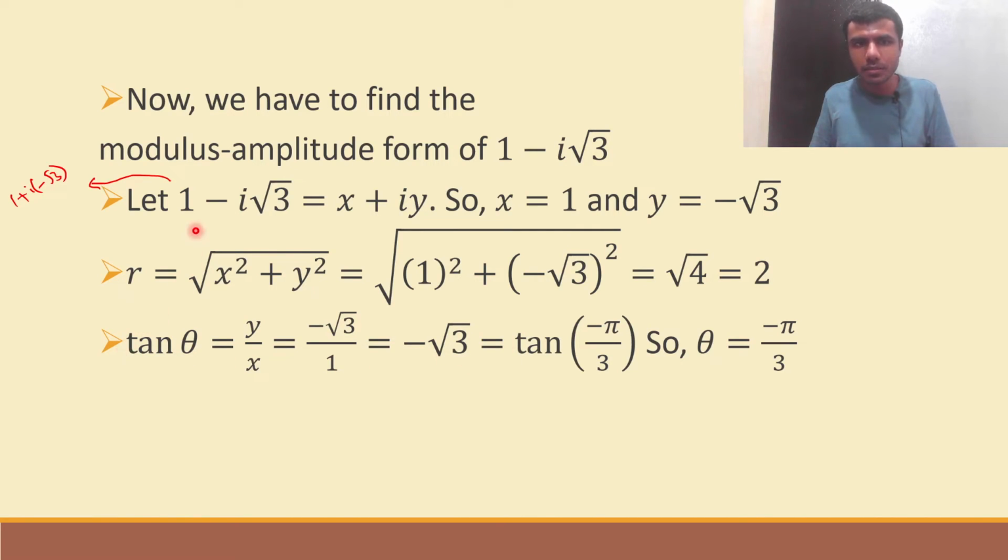Now see guys, if you mark this point in the Cartesian plane, you would get 1 comma minus root 3. And this lies in the 4th quadrant. So that's why I get tan of minus pi by 3. I don't want to explain the details too much.